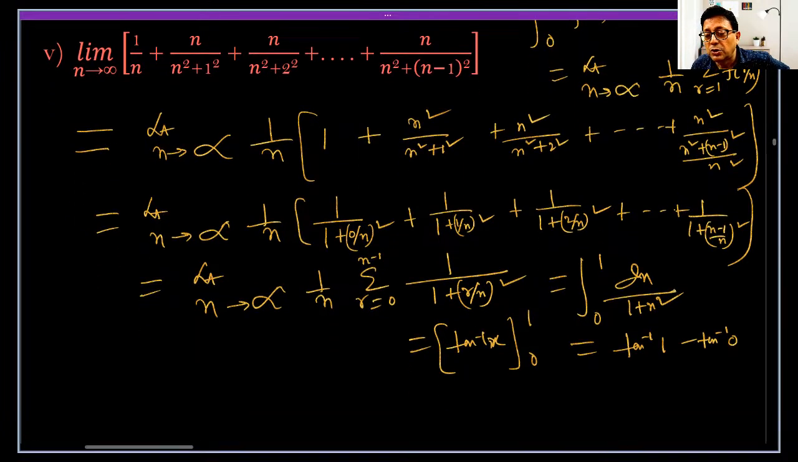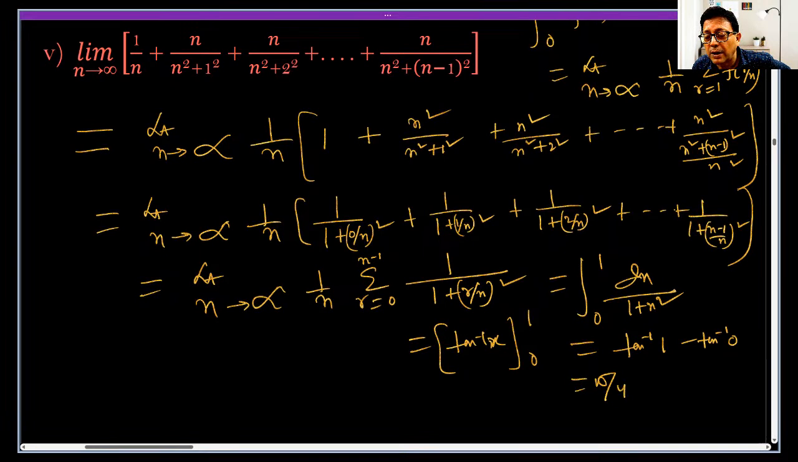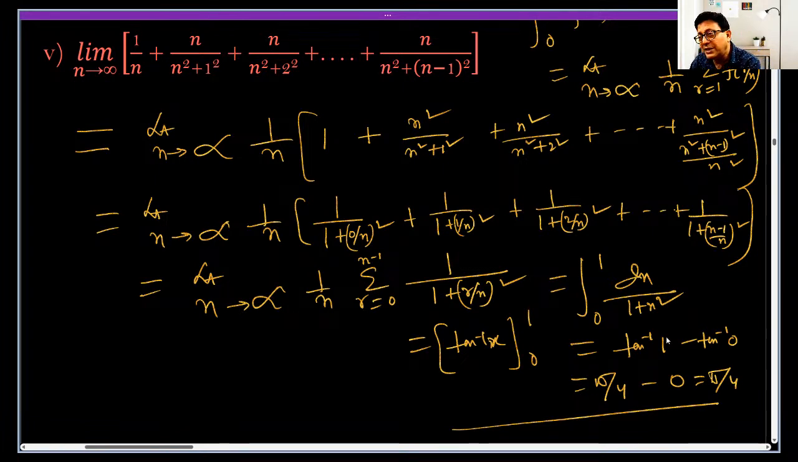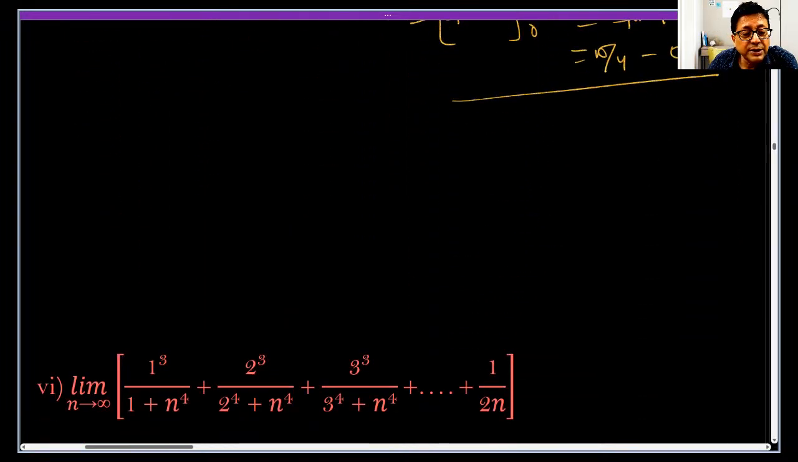Okay, so this will be pi by 4 minus 0. Alright, the answer is pi by 4. Got the idea? How the whole series is being changed to the most convenient form, and then we are integrating.